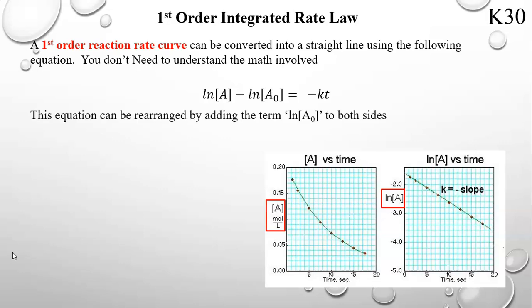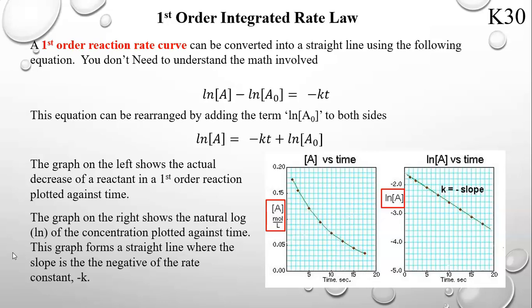So this equation can be rearranged by adding the ln A0 term to both sides. So watch what happens here. We added ln A0 to both sides. Now it says ln, the natural log of the ending concentration of A, equals negative kt plus ln of the initial concentration of A. In a second, you'll see why we did that.